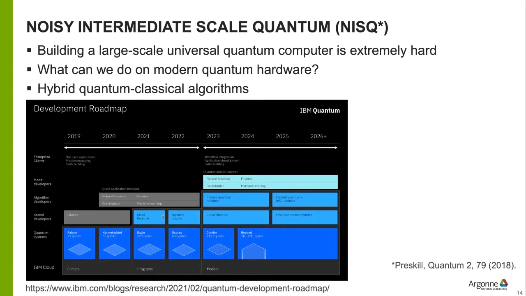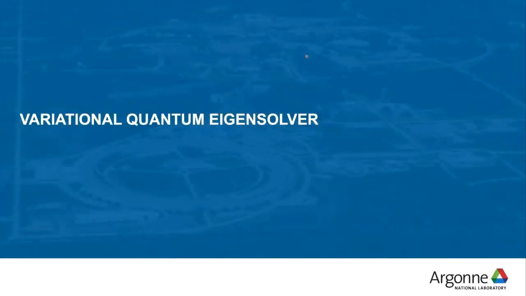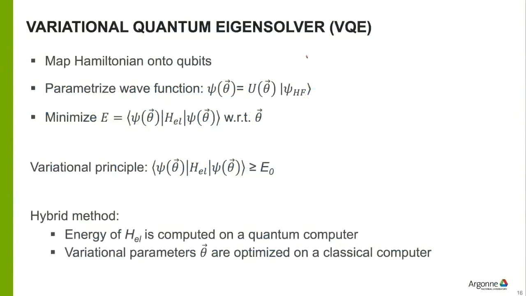And so the question is, in this noisy intermediate scale quantum or NISQ era, what can we do on modern quantum hardware? And one of the things that we can do is the hybrid quantum classical algorithms, and in particular, the variational quantum eigensolver that I'm going to talk about.